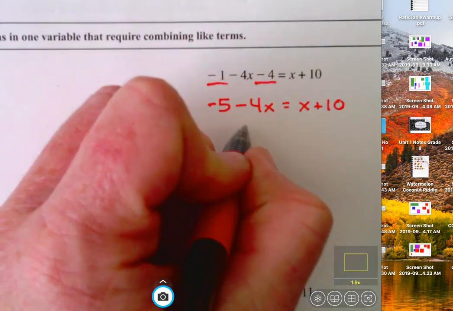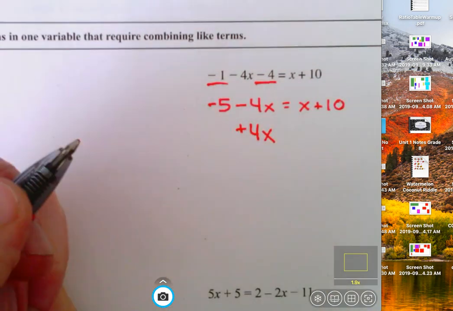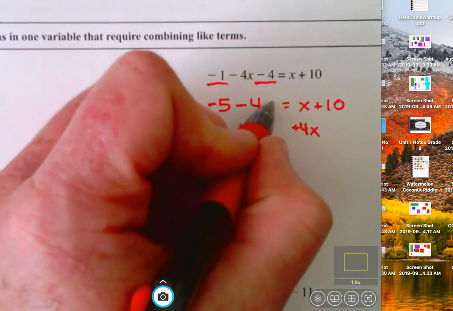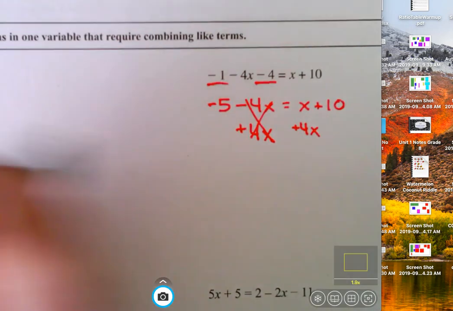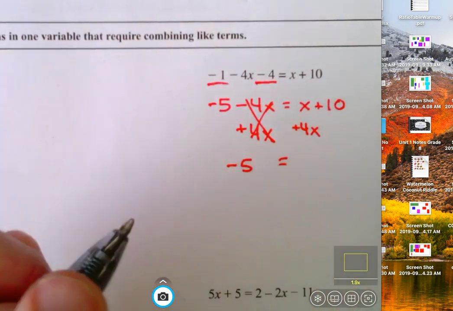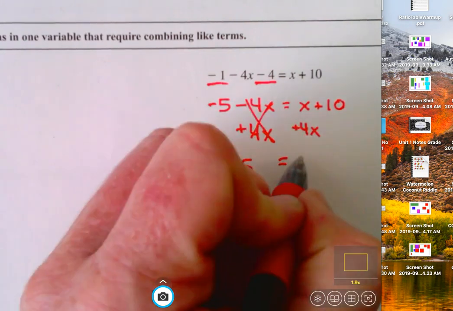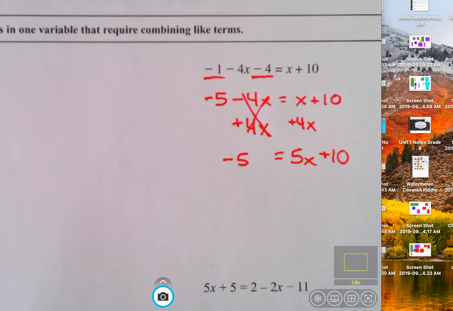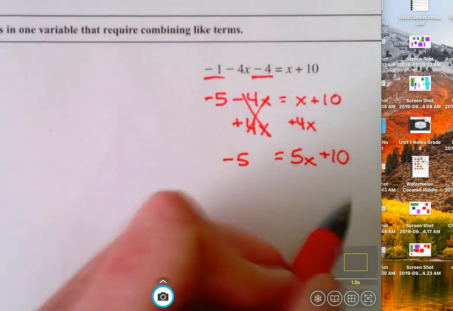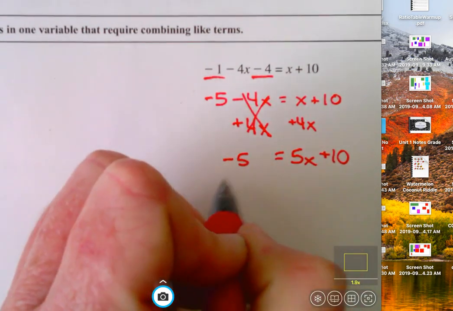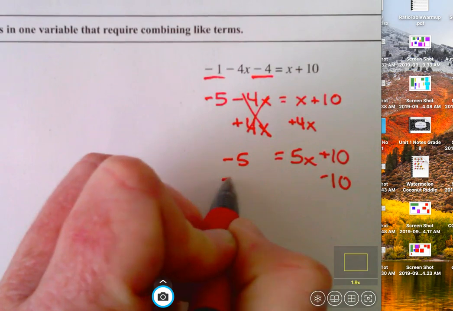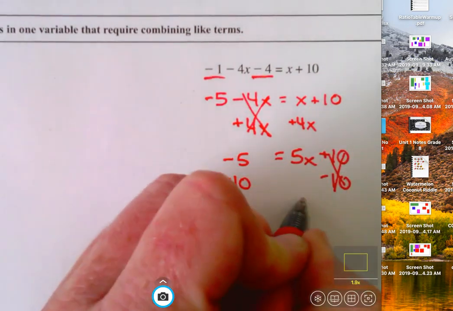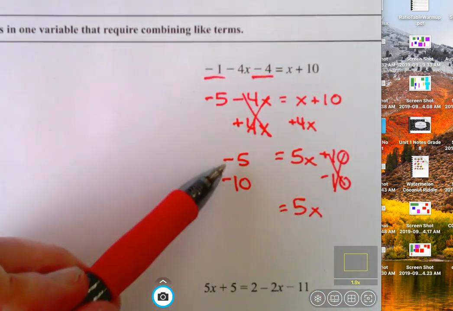I don't like negative numbers, so I'm going to add 4x. That gets rid of these x's here. So I have -5 equals, I have 1x and 4x, so now there's 5 of them. And I still have my 10. Okay, I want to get rid of the 10. So I'm going to take 10 away. So I have 10 and -10. And I have -5 and -10.